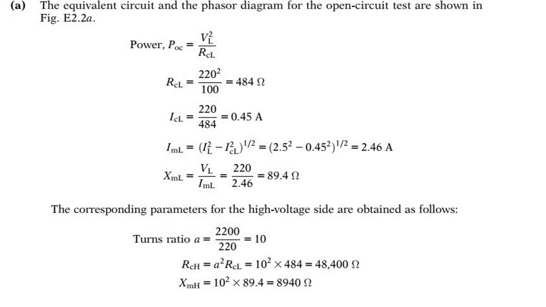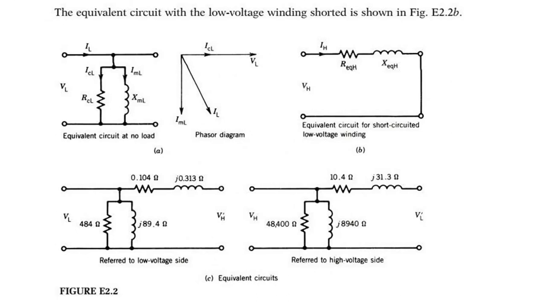The corresponding parameters for the high voltage side are obtained as follows. The turns ratio A is equal to 2200 divided by 220, which is equal to 10. RCH is equal to A squared times RCL, which is 10 squared into 484, equal to 48,400 ohm. XMH is equal to 10 squared into 89.4, which is equal to 8,940 ohm. The equivalent circuit with the low voltage winding shorted is shown in the figure.